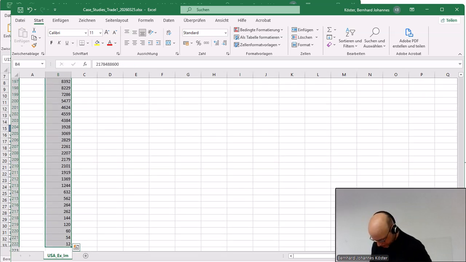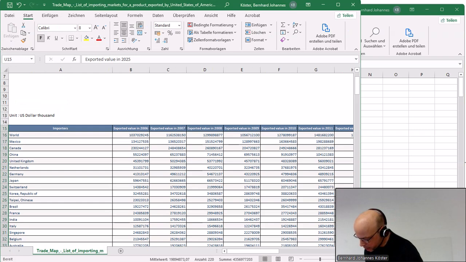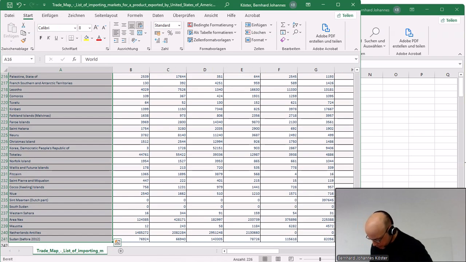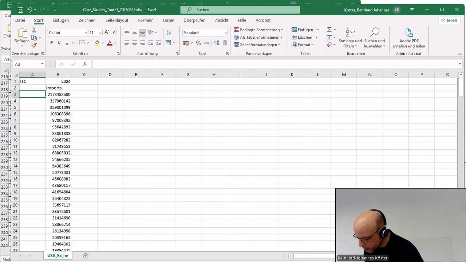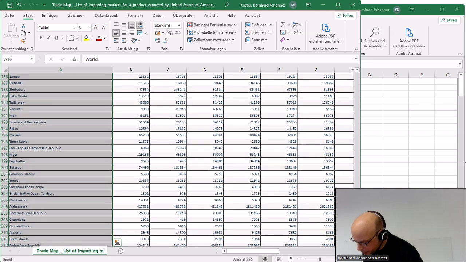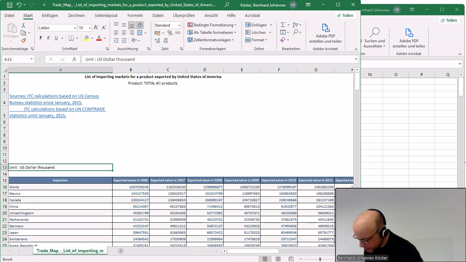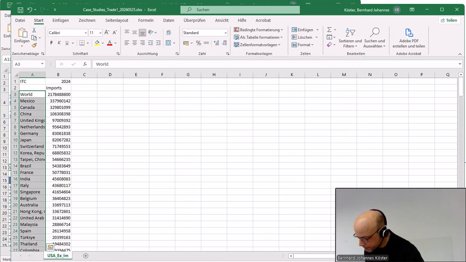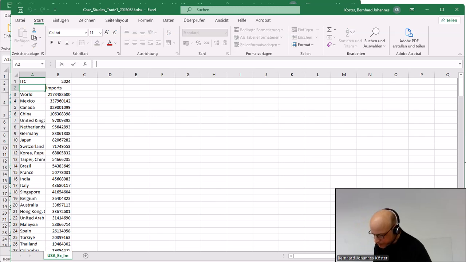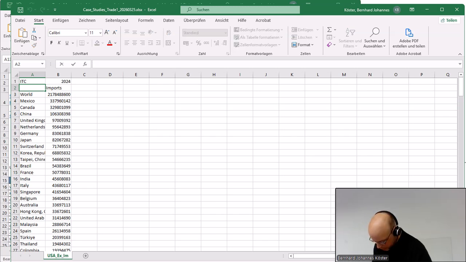So, and here we have the world starting, and let's copy this one too. And the unit we should also use is 1,000 US dollars. Oops. No. So I have to copy it like this, and now it should work.